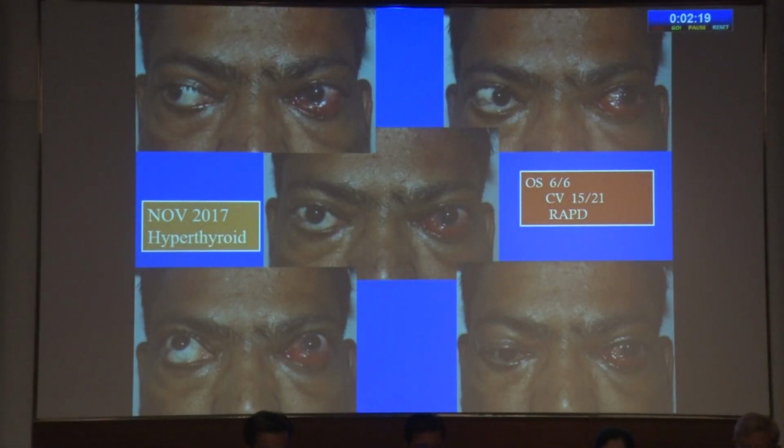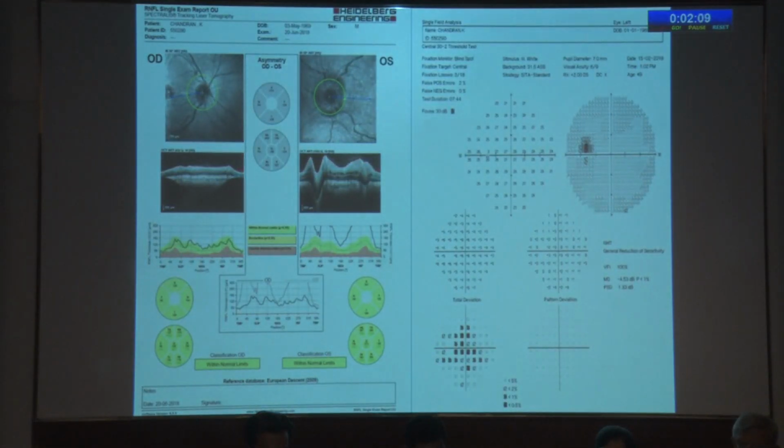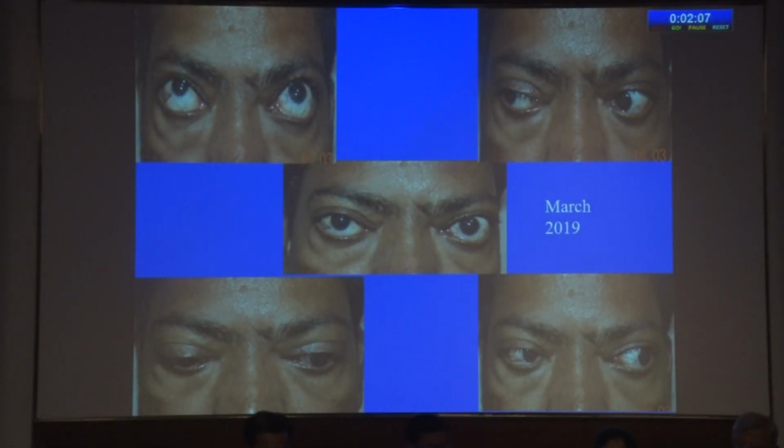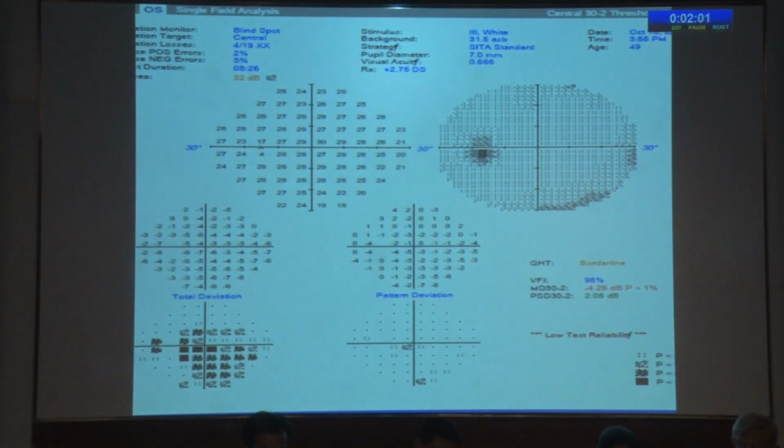So this is a case. He is 47 years, presented in November 2017. He was hyperthyroid, left eye compressive optic neuropathy, vision 6/6, color vision 15/21 and RAPD. Fundus showed disc edema. Fields were relatively normal. He was treated with triple therapy and this is his follow-up picture. Disc edema has resolved, few choroidal folds were persisting, fields retained.